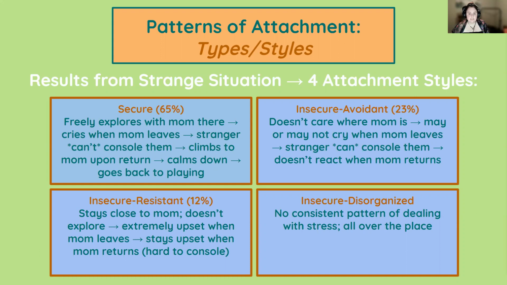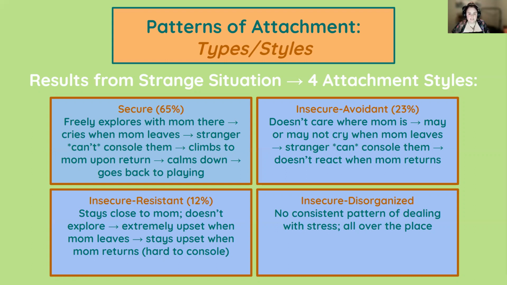Next, we have insecure resistant. This accounts for about 12% of children. What happened here is the child stays very close to the mother, doesn't really explore the strange environment, and they're extremely upset when the mom leaves. They continue being upset and crying when the mom returns. It's harder to console them. It's harder for them to bounce back from this stress.